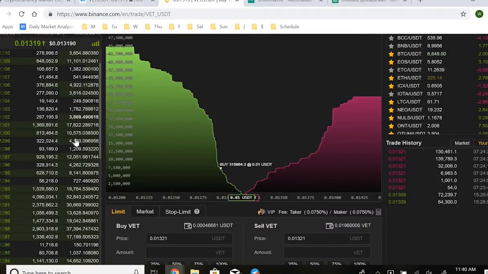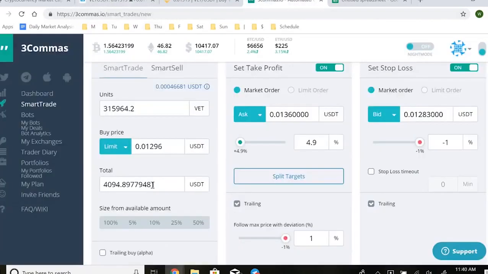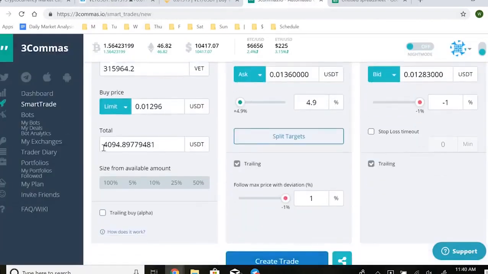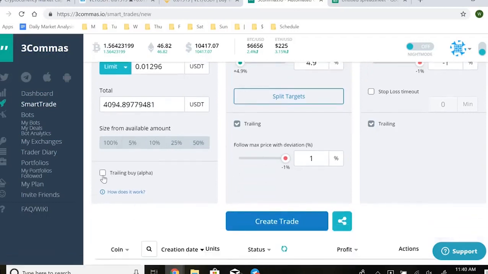I actually might end up pushing that up a little bit. There's a lot of buyers here, but we'll have to see as time goes on. So I set mine at 1296. As you can see right here, and the total amount was $4,094, right? And it actually allows you to say size from available amount. You can do 5%, 10%, 25, 50, 100, anything like that. Now it says trailing buy. You can do that. We'll talk about that in further videos, but today we're going to leave that alone.